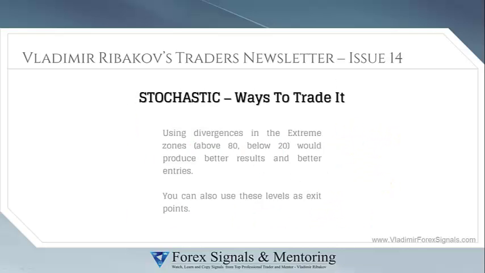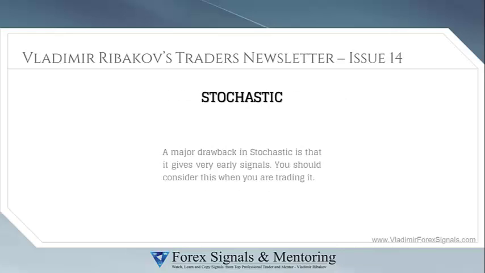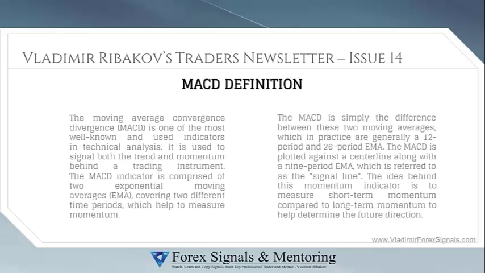Using divergences in the extreme zones, above 80 and below 20, would produce better results, of course, and better entries. You can also use these levels as exit points to maximize your profits. A major drawback in stochastic is that it gives very early signals, so you should consider this when you are trading and confirm it with more tools.